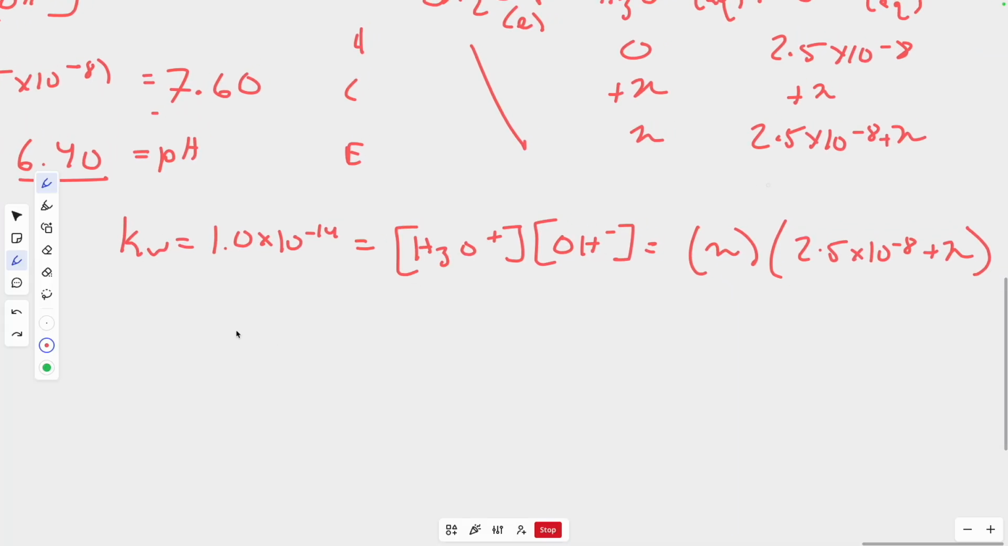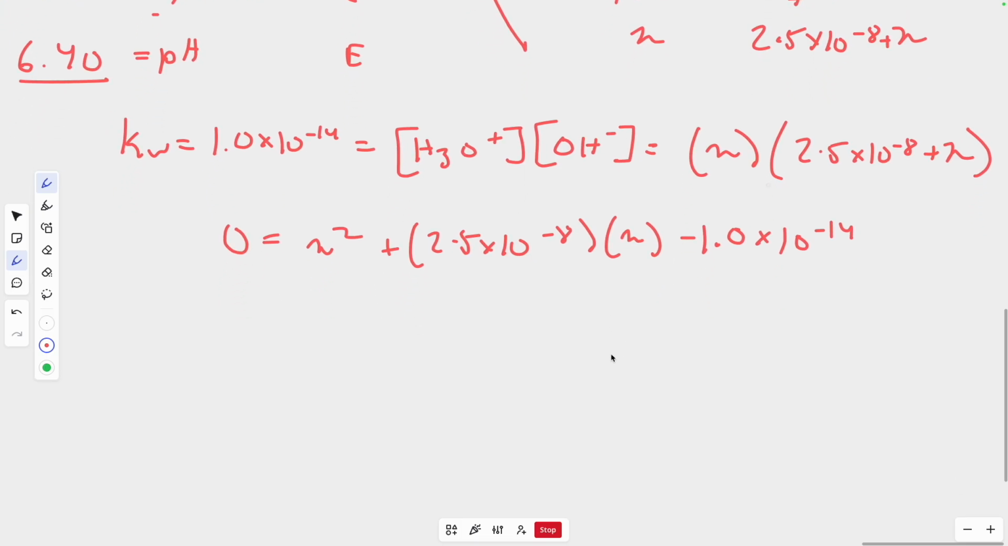So we can't cancel the x out here, and we just have to calculate it using the quadratic formula. So 0 is going to equal x squared plus 2.5 times 10 to the power of negative 8 times x minus 1.0 times 10 to the power of negative 14. So I just moved this term to this side, subtracted it, so I got it in the correct form that we need to do the quadratic formula.